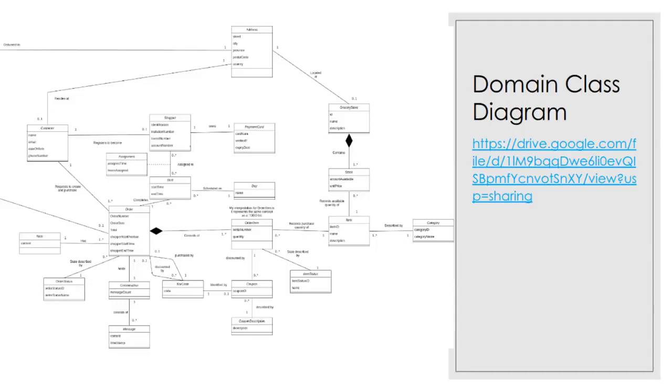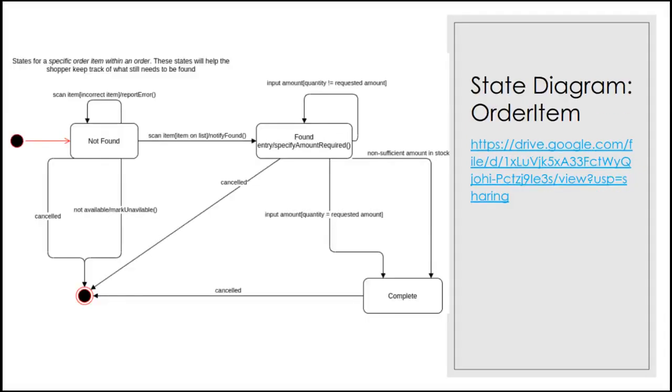Note that each order item has a state, which is elaborated in the state machine diagram. A customer may have a coupon to discount a particular item or an entire order. We keep track of this with the coupon and barcode classes. Moving on, this is the state machine diagram for order item.